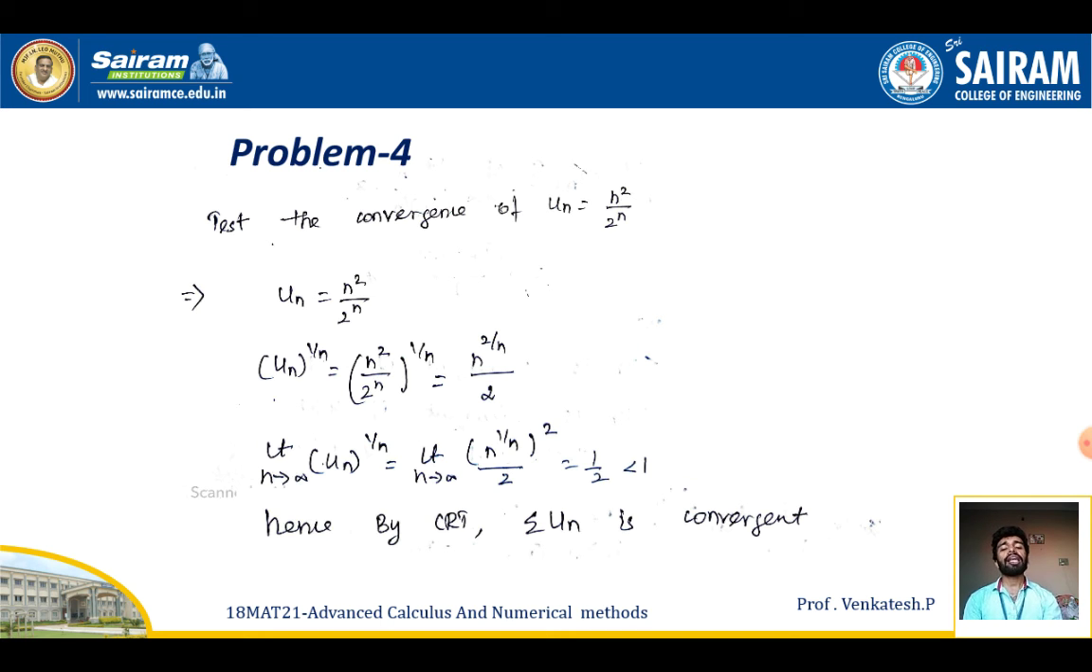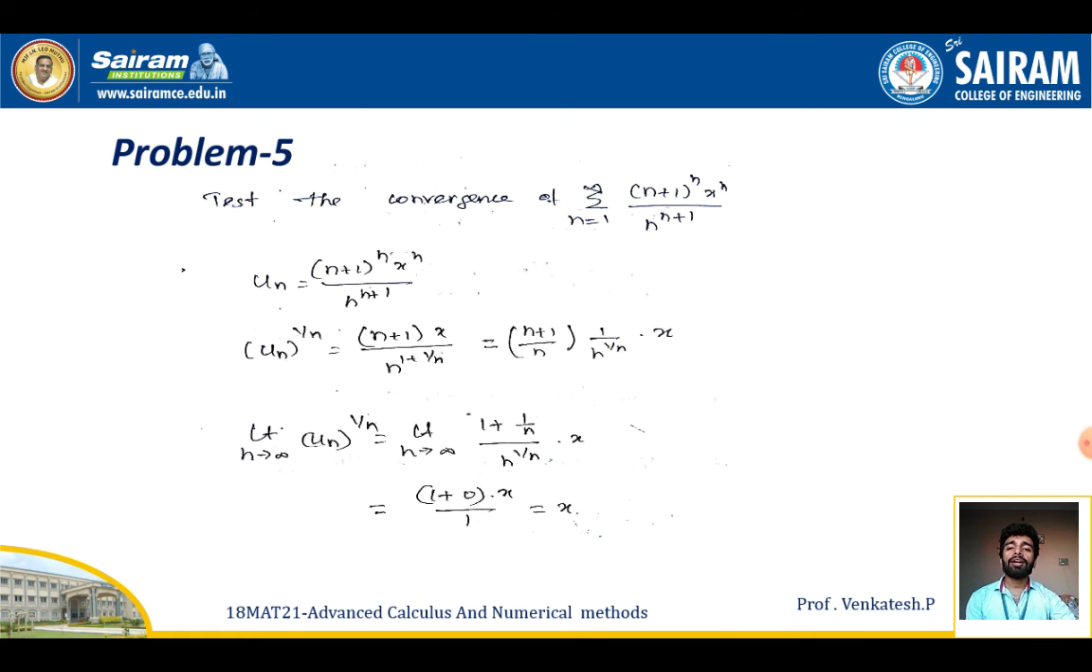And we know that limit n tends to infinity of n^(1/n) is equal to 1. So on replacing that formula here, the solution will be 1/2. 1/2 is obviously less than 1. So hence by Cauchy's root test, summation u_n is convergent.